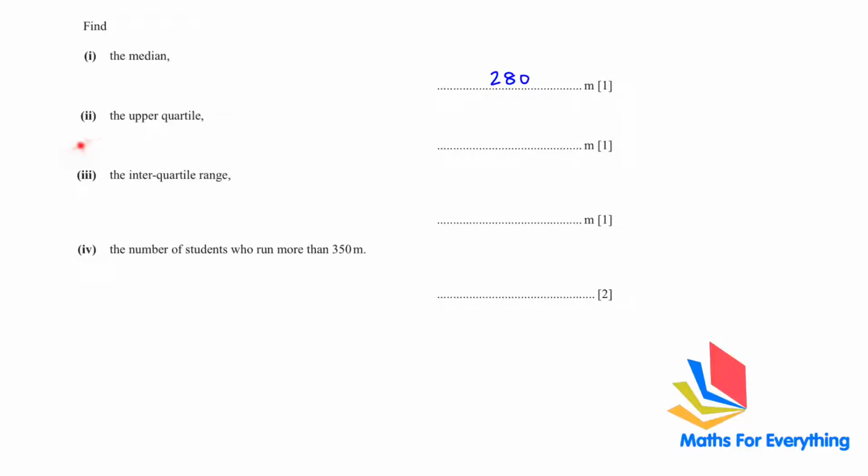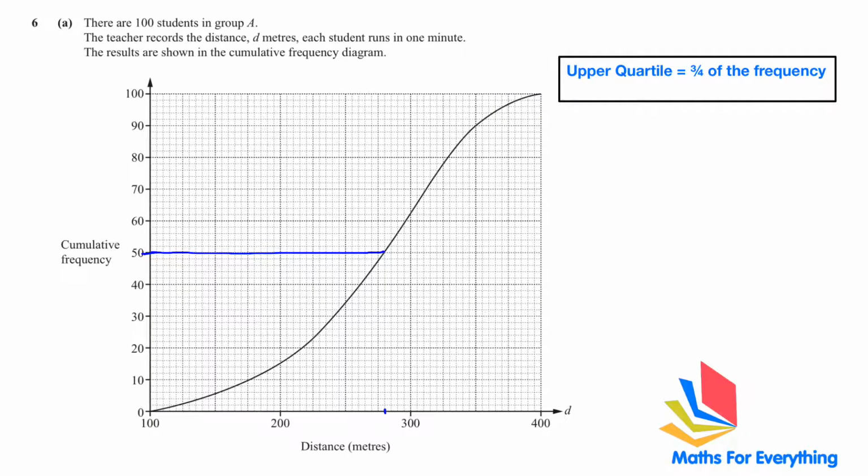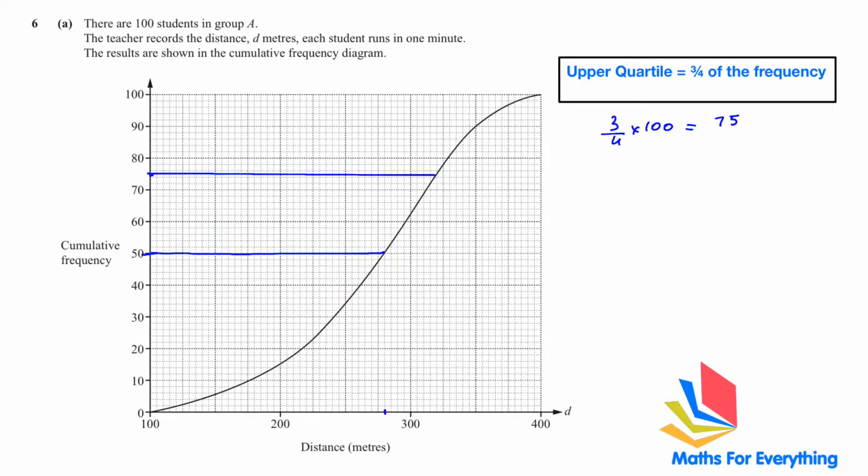Then we have to find the upper quartile. To find the upper quartile, we are going to find 3/4 of the frequency, and that will give us 75. 75 is on the cumulative frequency axis, that's the y-axis. So it's going to be somewhere here, and now we have to find the corresponding x value. I've drawn the line at 75, touching the graph. Now the corresponding distance on the x-axis we'll draw, that is here 4 squares. So we know that each square is 5, so 20. 320 is your upper quartile.